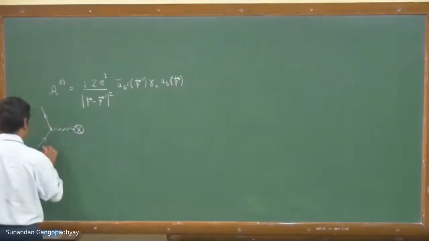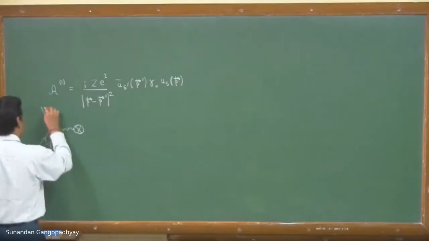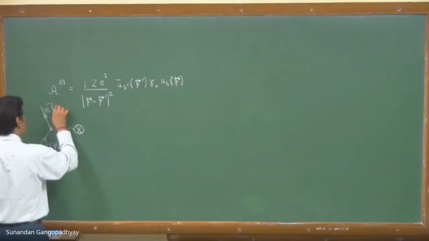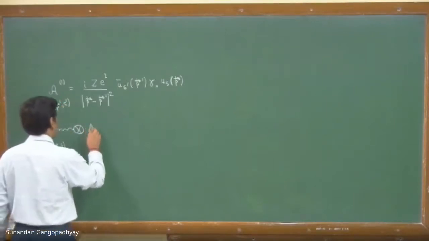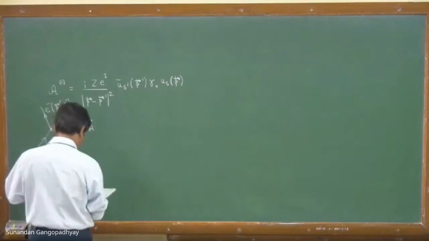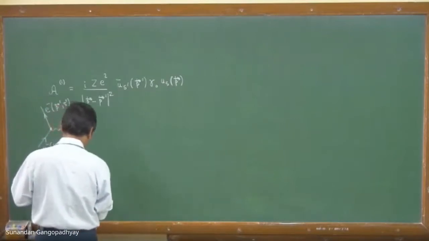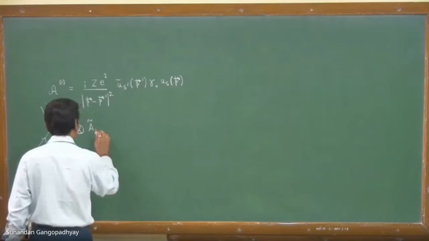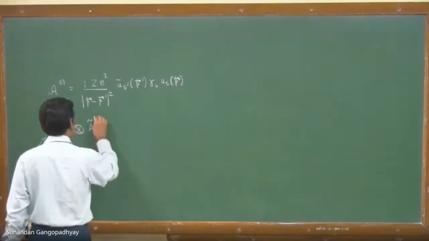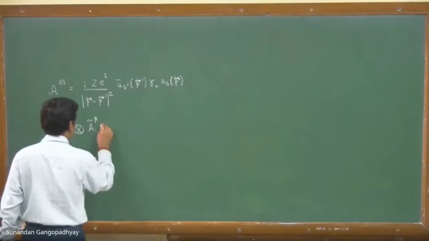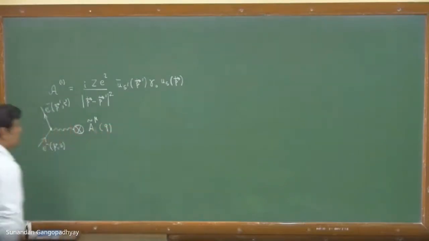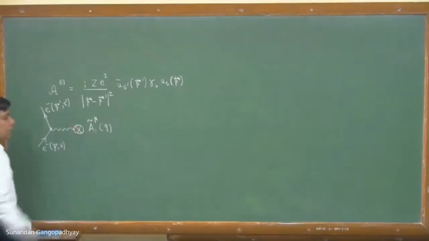So this is the electron with momentum p and spin s, and the electron once again has momentum p prime and spin s prime. I am not writing the classical label here anymore. Just remember that this is a static electromagnetic potential due to this positively charged nucleus.